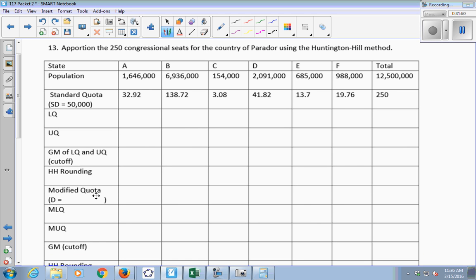All right, so let's do the same example. Congress of Parador. I already have the standard quotas, and I added a bunch of stuff in here to help us with the rounding. I need the lower quota and the upper quota to get the geometric mean to figure out my cutoffs. For 32.92, my lower quota is 32, upper is 33. Then I have 138, 139, 3 and 4, 41 and 42, 13 and 14, 19 and 20. Take the geometric mean of each of the lower and upper quotas, which means multiply them together and square root.